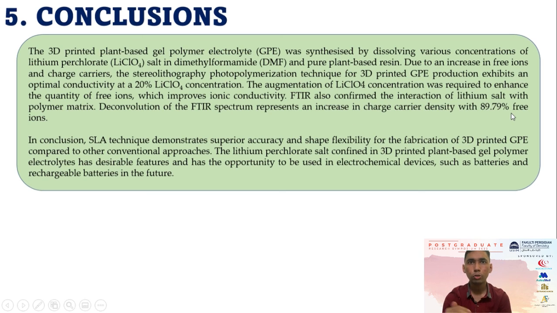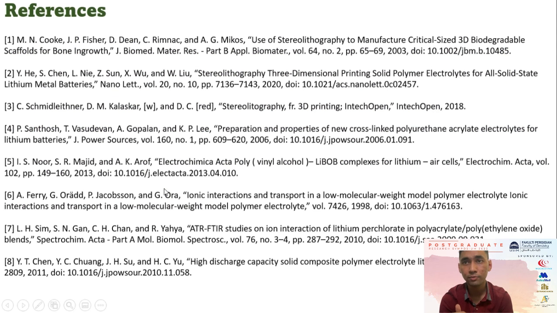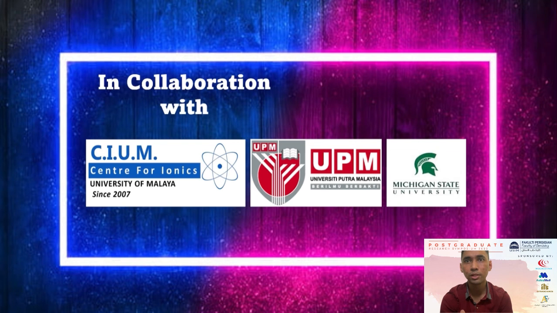89.79% free ions. In conclusion, SLA techniques demonstrate superior accuracy and shape flexibility for the fabrication of 3D printed GPE compared to other conventional approaches. The lithium perchlorate salt confined in 3D printed plant-based gel polymer electrolytes has desirable features and has the opportunity to be used in electrochemical devices such as batteries and rechargeable batteries in the future.